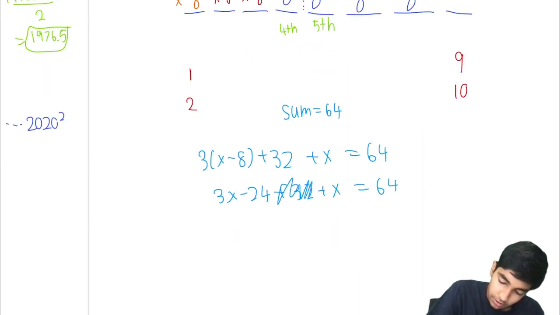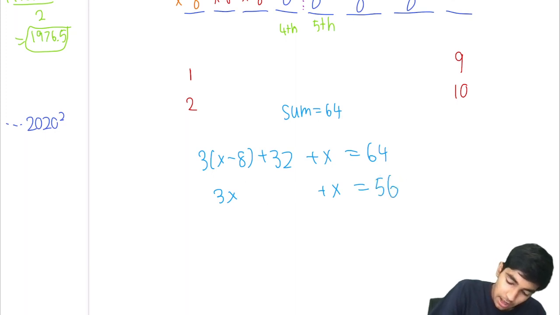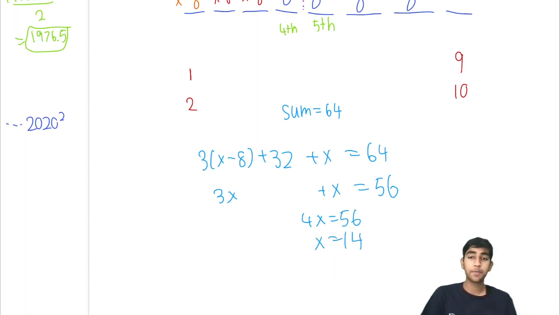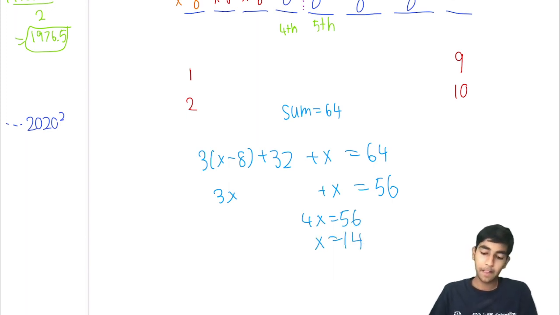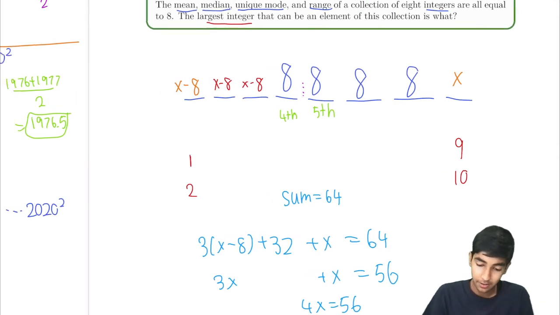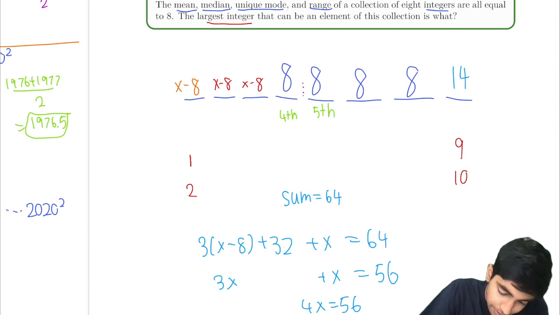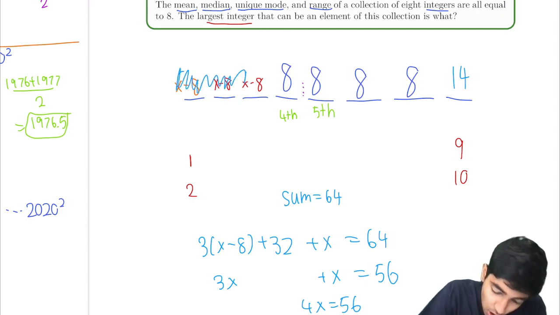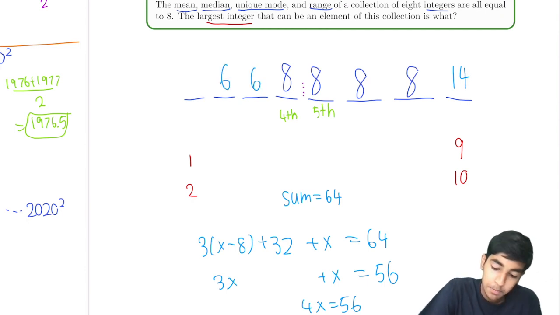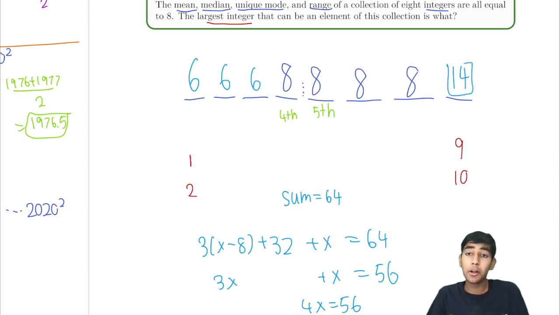Subtract 32 from both sides. Add 24 to both sides. Simplify. Solve. x equals 14. Okay, so does that work? x is 14, and these three are all 6. Now, we've already solved the problem, and our answer should be 14, but just to make sure, let's check it verifies all our conditions.